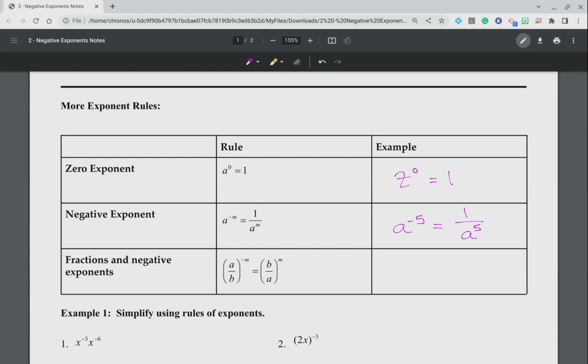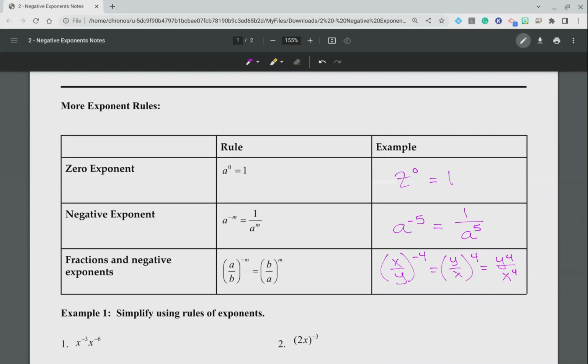And then this last one is kind of cool. If you have a fraction taken to a negative exponent, if you flip the fraction, or use the reciprocal, you can then change the exponent to a positive exponent. So for instance, if I have x over y to the negative 4th power, that's going to be the same thing as y over x to the positive 4 power. And then we use that exponent rule from yesterday: y to the 4th over x to the 4th.